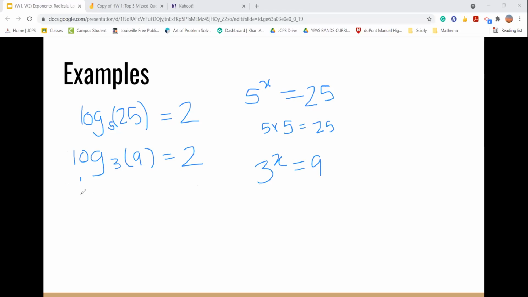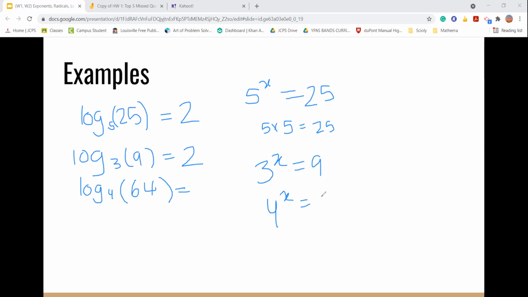Sure. Let's do log base 4 of 64 equals what? So what does the log base 4 of 64 mean in words? That means 4 is raised to like what? Okay, 4 raised to what power equals 64?